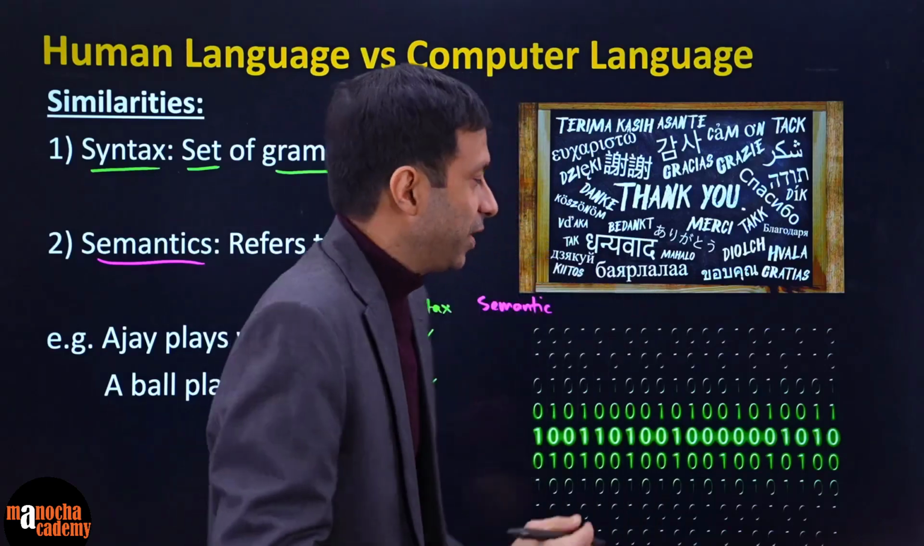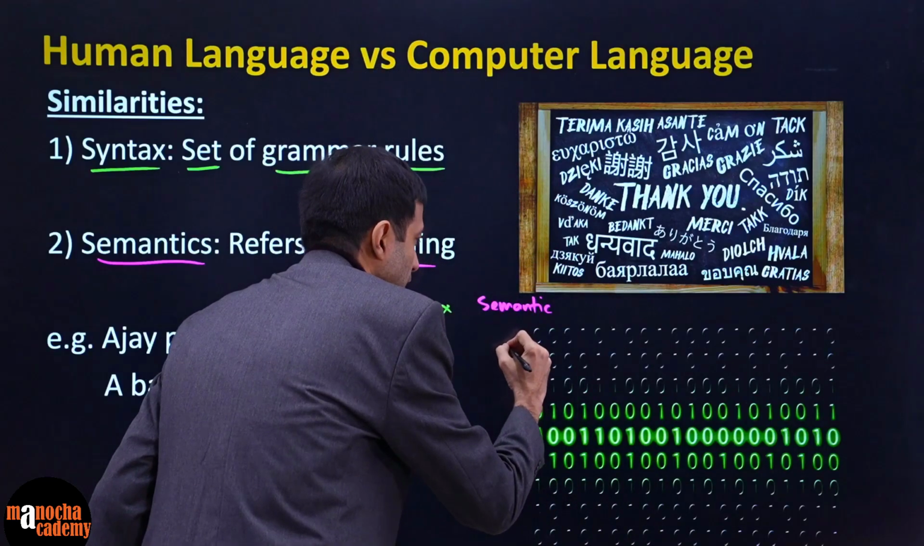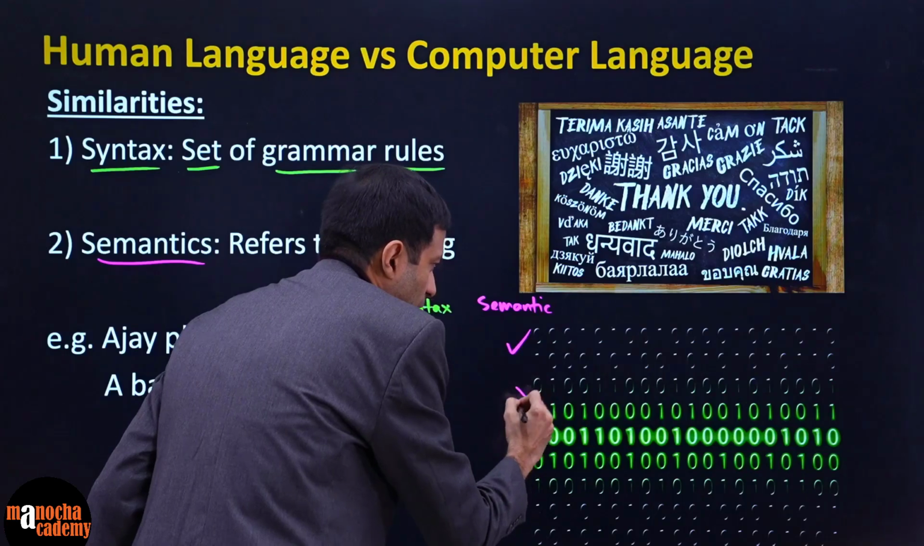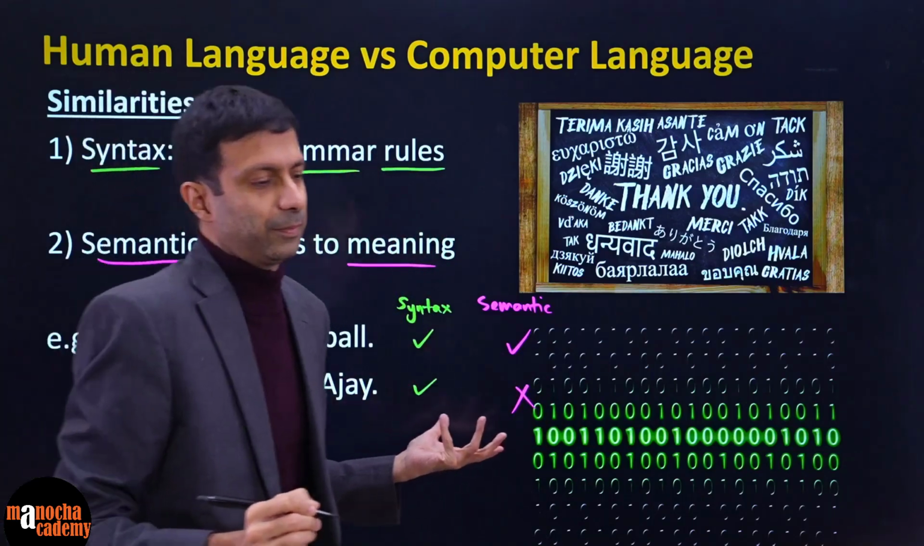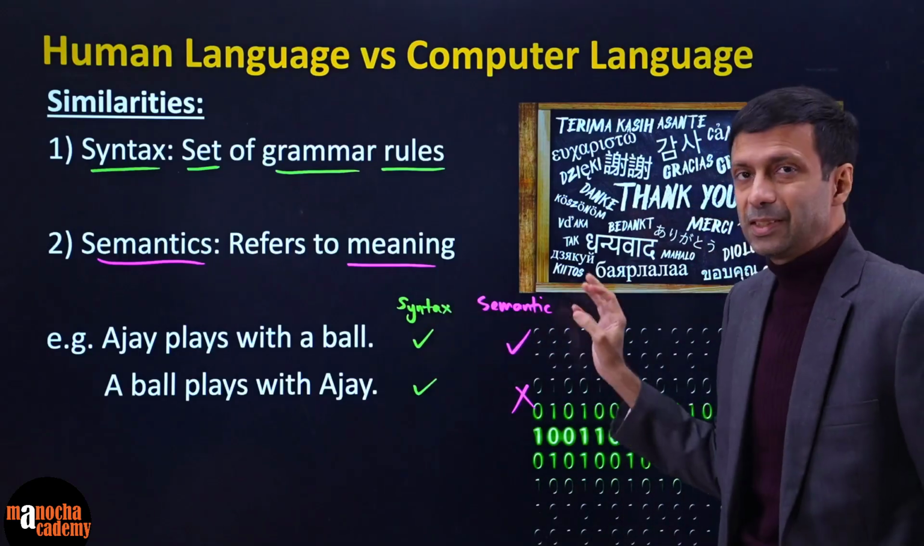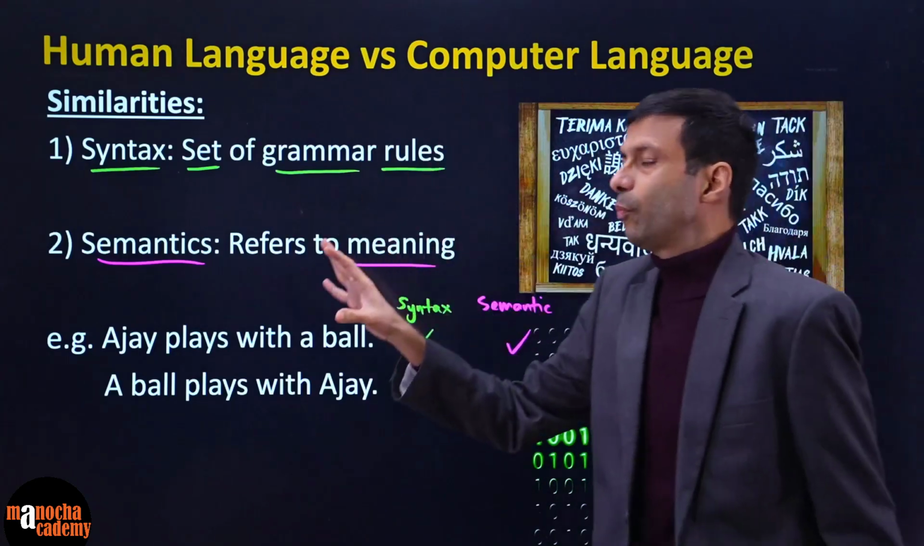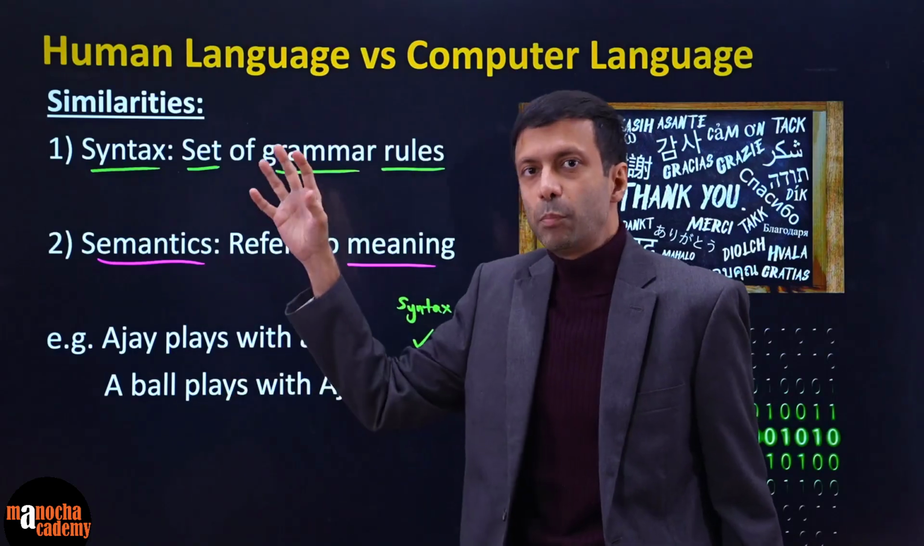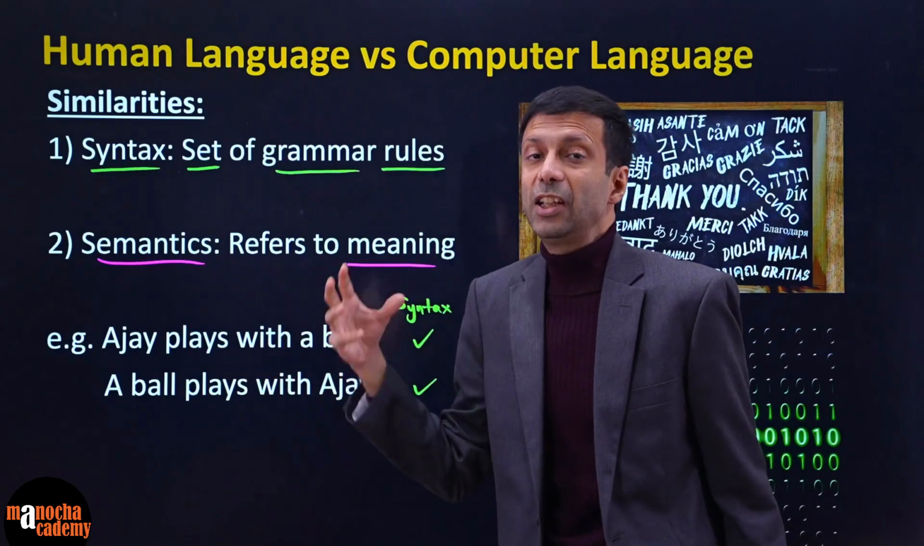So that is why here we say this is right according to semantics, but this is wrong according to semantics, the meaning is wrong here. Okay, so with this example, it is clear what is the difference between syntax and semantics. And this is the similarity of both human and computer language. They both have syntax and they also have semantics.